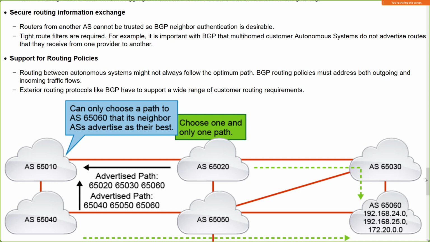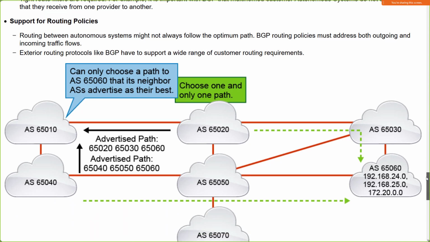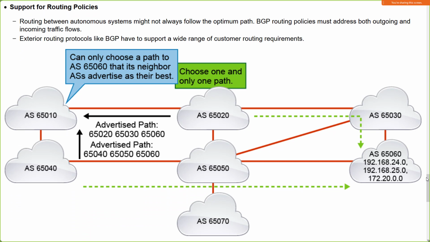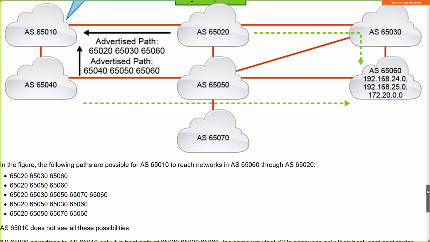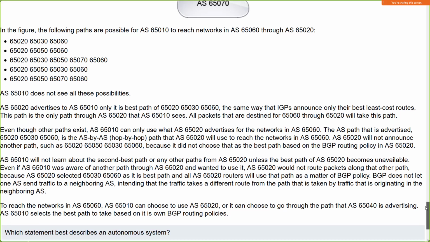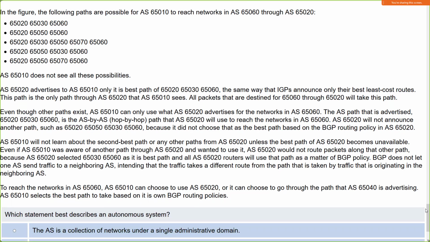The support for routing policies. Routing between autonomous systems might not always follow the optimal path. And so we have policies that specifically identify outgoing and incoming traffic flows. All right? So all kinds of interesting concepts with BGP. Even though we'll probably see it again later on, as part of this discussion here, I'm going to start to go over some of those policy decisions, because it doesn't hurt to see them more than once. So I'm going to probably pull up this document here in a minute and kind of go through it with you guys.